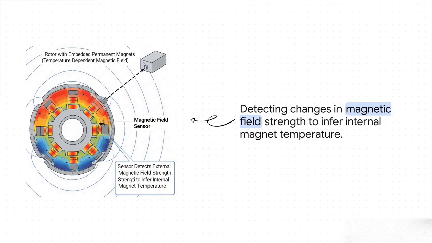Now here's another incredibly cool approach that uses magnetic fields. So some rotors have permanent magnets inside, and the strength of a magnet's field actually gets weaker as its temperature goes up. So by placing a really sensitive sensor outside the generator that can precisely measure the field strength, you can accurately figure out the internal temperature. It's another brilliant way of reading the invisible, just with much higher accuracy.